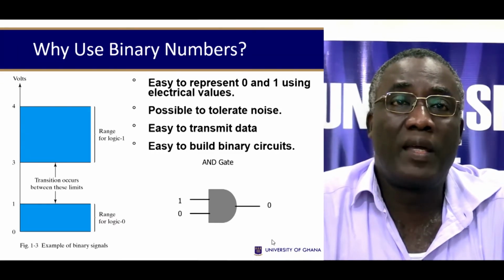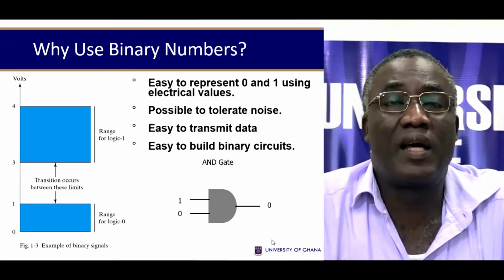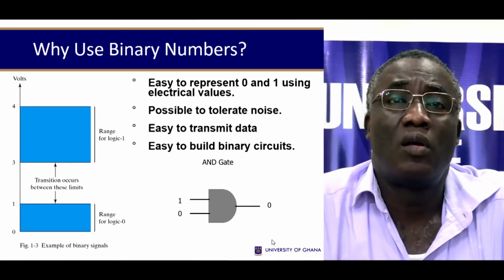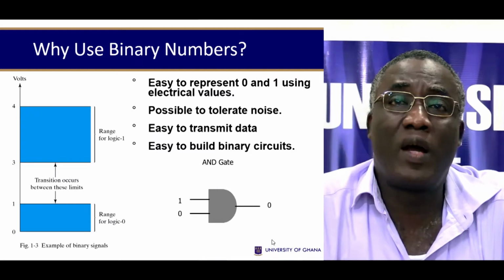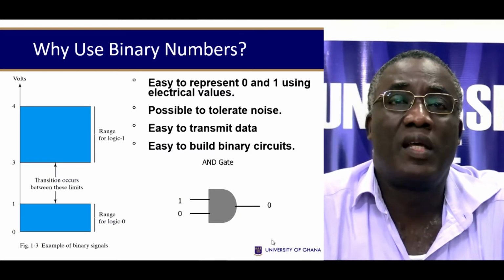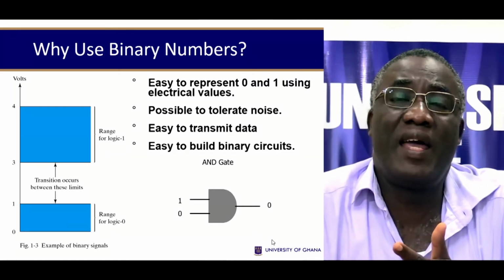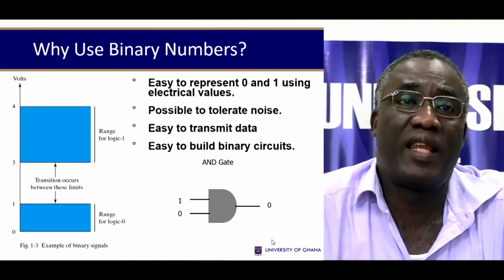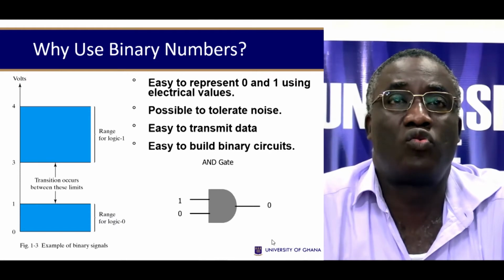Now, we can use these digits to build logic gates. An example of a logic gate, what we call an AND gate, is shown on your right. You see that diagram with an input of 1 and a 0. Of course, we'll learn about this logic later, but if you have a 1 and a 0, the output will be a 0 because it's an AND gate. Both of them must be true for the output to be true.